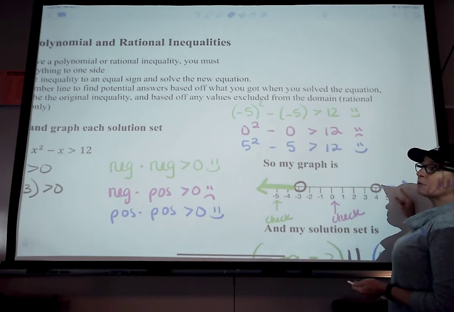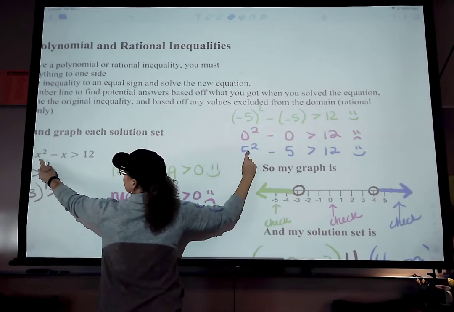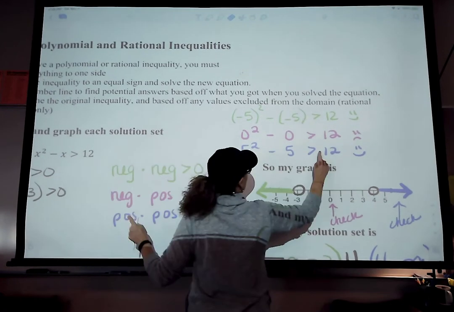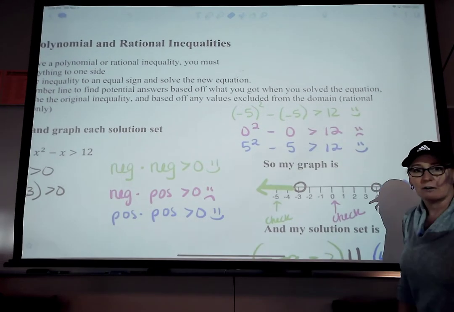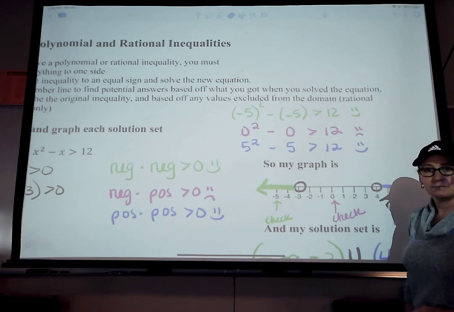Pick a number in the blue section. Sub it in your original. See if you get a number bigger than 12. You will. Okay?